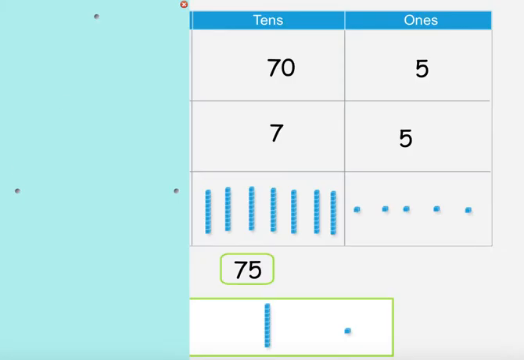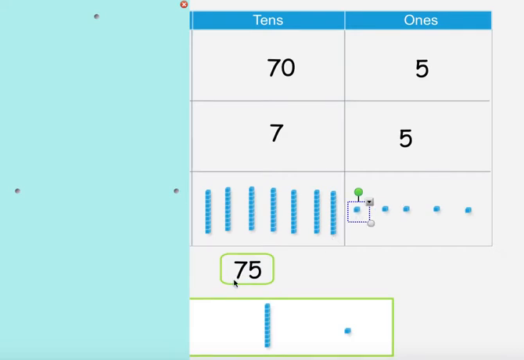Okay, so let's begin. Our first number is 75. We are trying to figure out what is 75 made up of. It's a 2-digit number. That means it's made up of ones and tens. Let's take a closer look. So in the number 75, there are 5 ones. Here they are. 1, 2, 3, 4, 5.